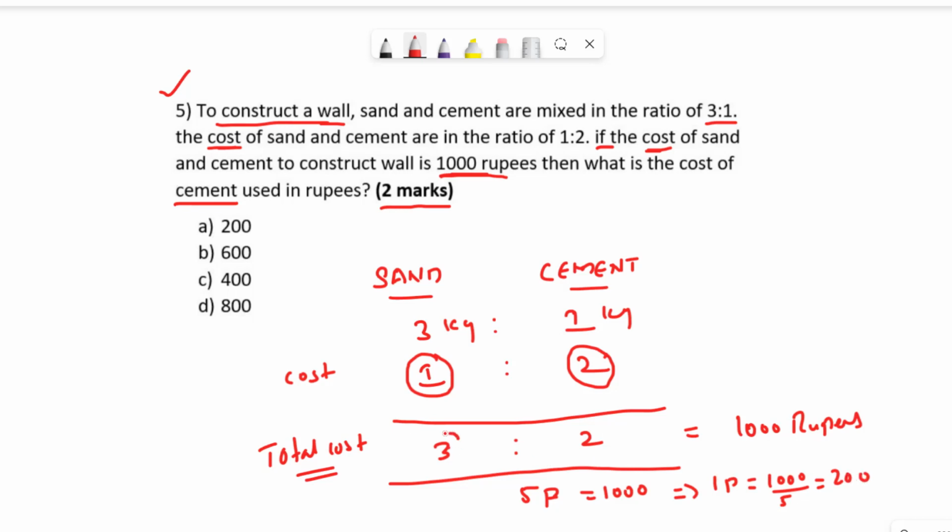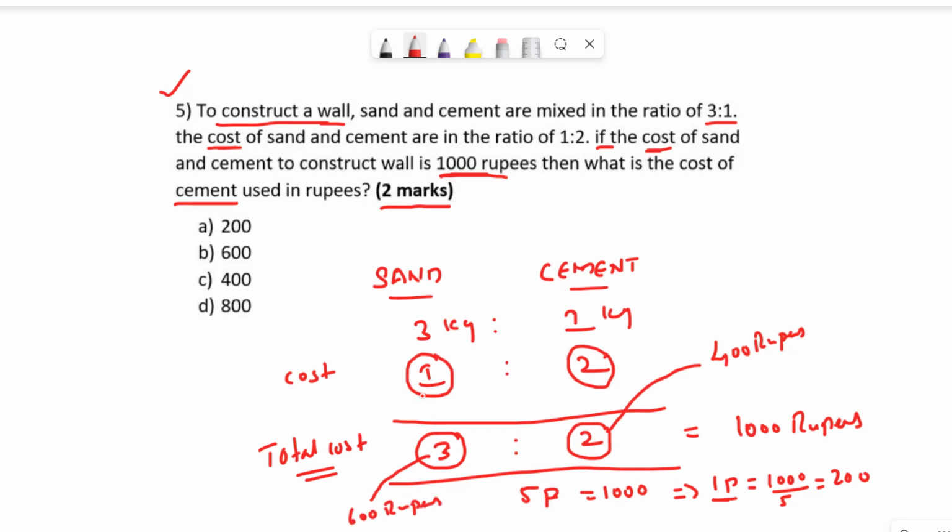Now see, the cost of sand is 3 parts. The cost of cement is 2 parts. So we got 1 part equal to 200. So this cement, 2 parts, is nothing but 200 into 2, which is equal to 400 rupees. And similarly, if they ask for sand, then it is 3 parts. It will be 600 rupees.